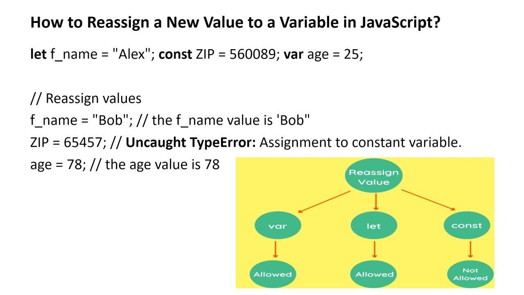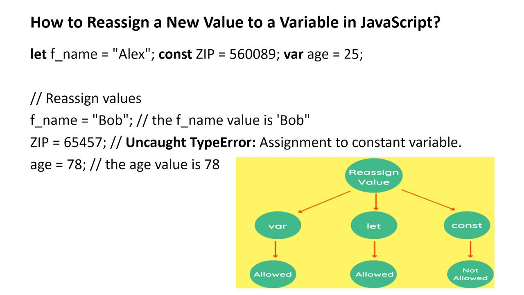How can we reassign a new value to a variable in JavaScript? So let fname equal to alex, const zip equal to 560089, var age equal to 25. Now reassigning the values: fname equal to bob, zip equal to 65457, age equal to 78. So fname returns bob, zip returns uncaught type error. Why? Because assignment to a constant variable is not applicable. Age returns 78 as an output.